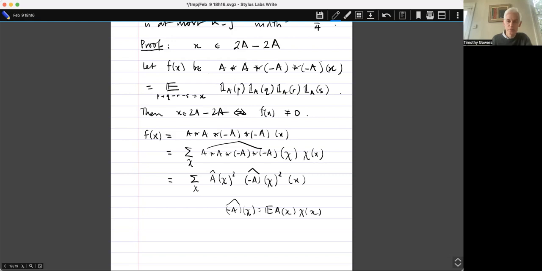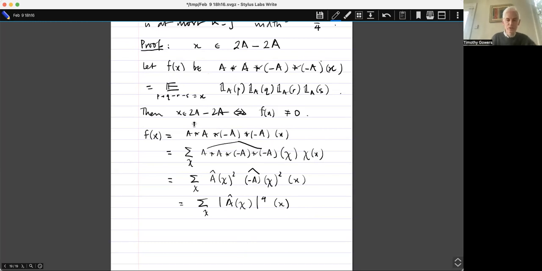So if I define, more generally, f minus of x to be f of minus x, and if f is real valued, then f minus hat is a complex conjugate of f hat. So having done all that, let's just get rid of it again and say that this is equal to the sum of chi times the fourth power modulus of the Fourier coefficient at chi evaluated at x.